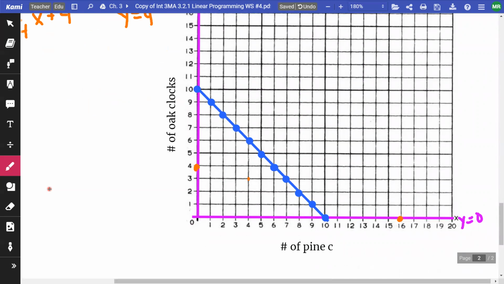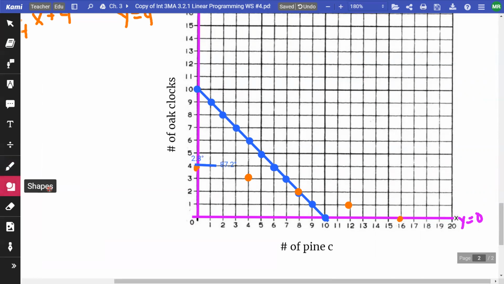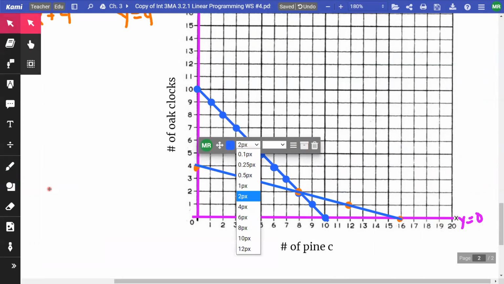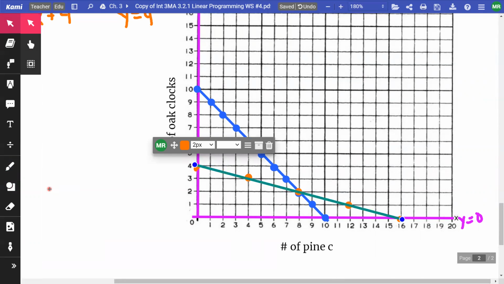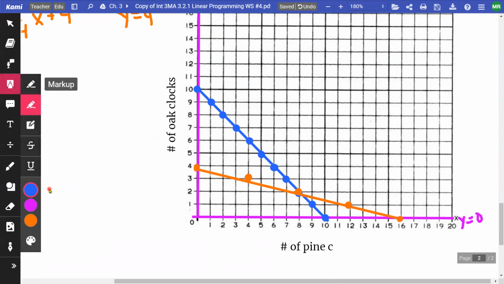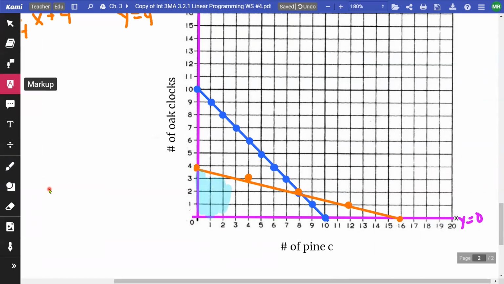So down 1 over 4, down 1 over 4, down 1 over 4. Oops, I think I went over one too many. 1, 2, 3, 4. Okay, and then connect these. And let me change that color. Okay, and so I would be shading beneath that one too. So my final shading is going to be everything here.